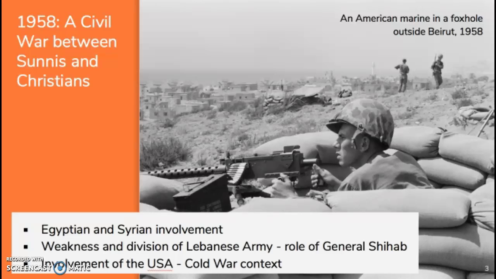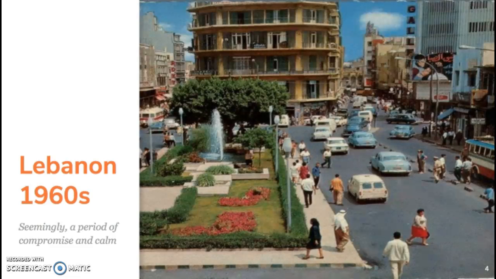Shihab will become the president. Lebanon does not join the UAR. American troops withdraw fairly smoothly, and Shihab and his successor will work with policies to align with Arab causes and begin to work with some reconciliation to the Muslims, which gives the impression in the 1960s that things on the surface, certainly in Beirut, are returning to normal. There seems to be a period of calm.